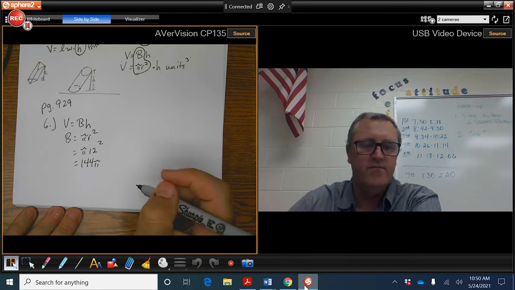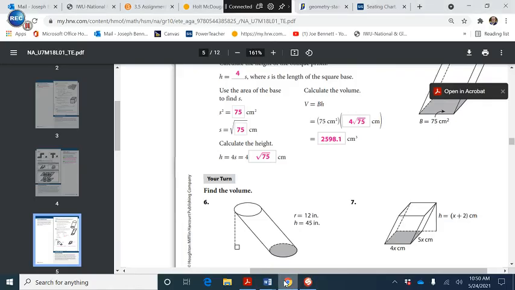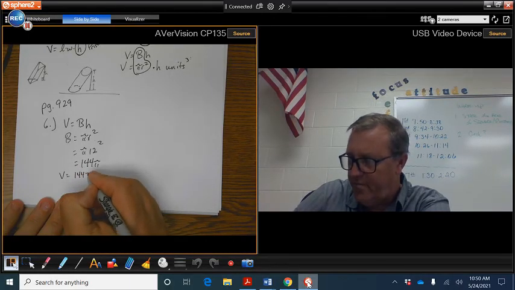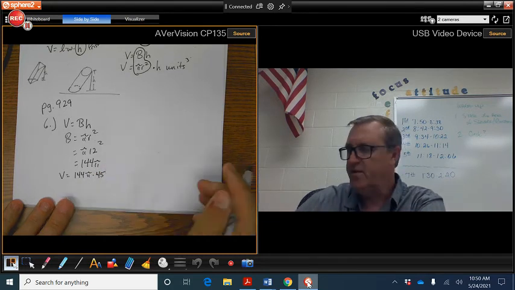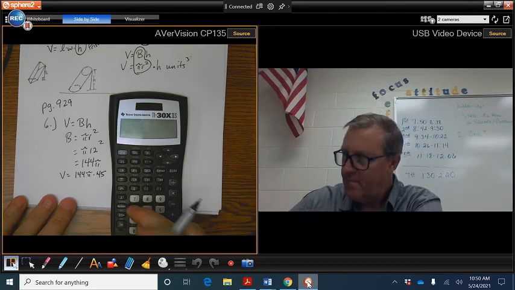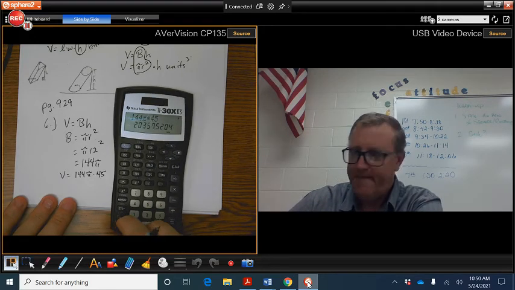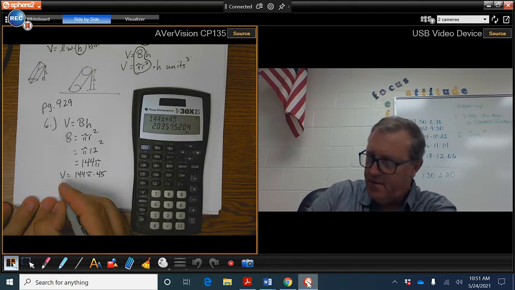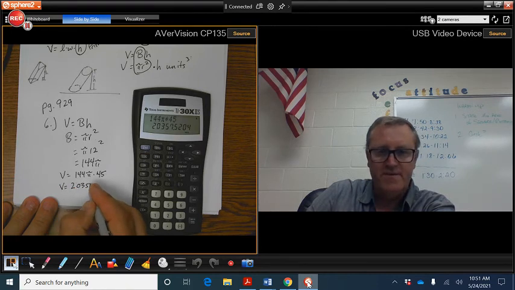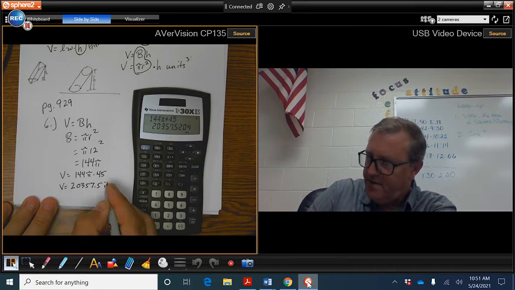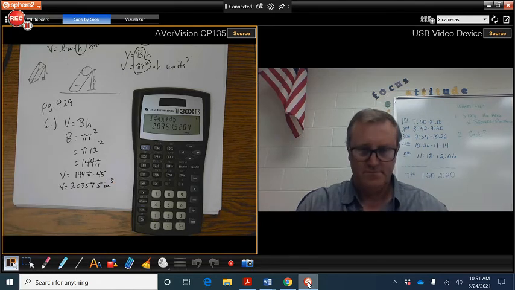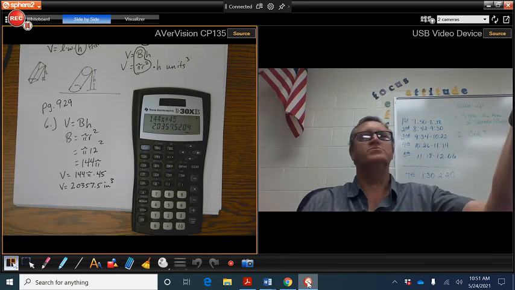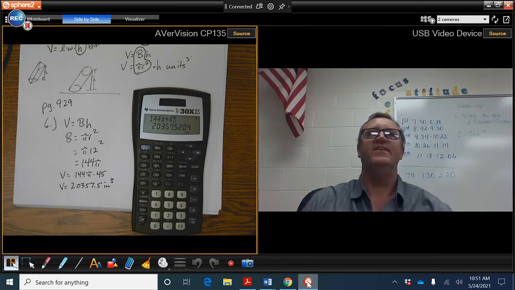And then the height, what did they say the height was? 45. So we're going to go volume is equal to 144 pi times 45. 144 pi times 45, as you can see, is already on the screen. 2357.5 inches cubed. Everyone good? All right, let's try. You try one. Check for understanding. Let's do number 7, right next to it.